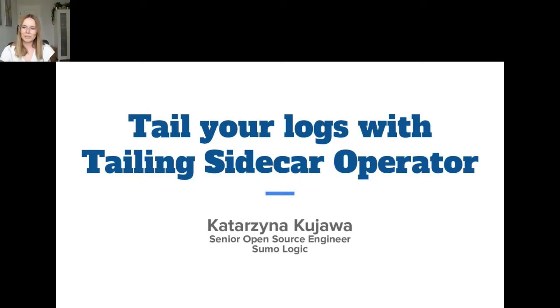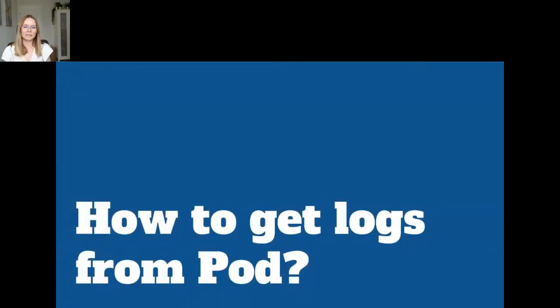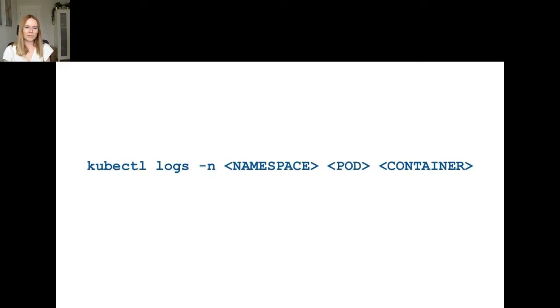So probably all people who know Kubernetes also know how to get logs from pods. There is no magic. There is one simple command to get logs from pods, and it is the well-known command kubectl logs. And to be more precise, this command gets logs from the container, which are available on standard output of this container, and prints these logs to the terminal.